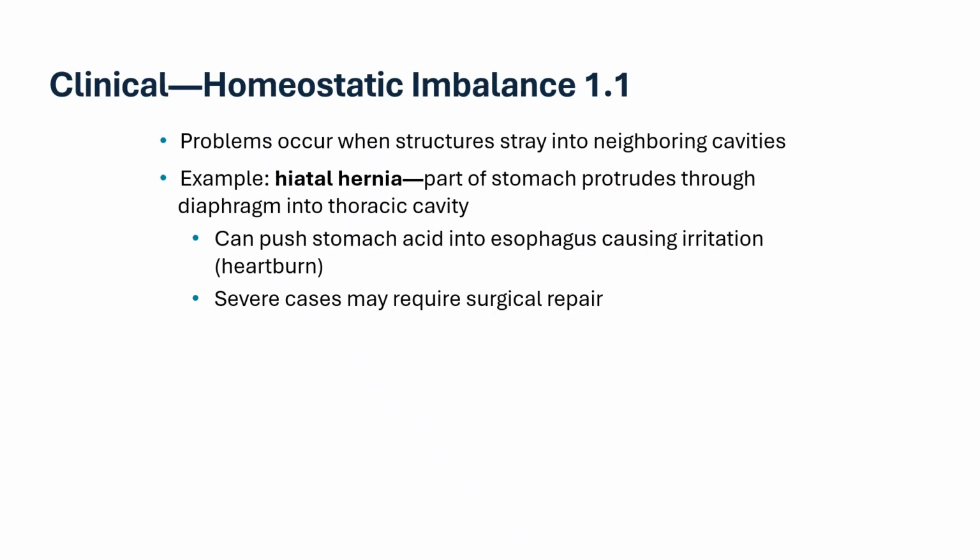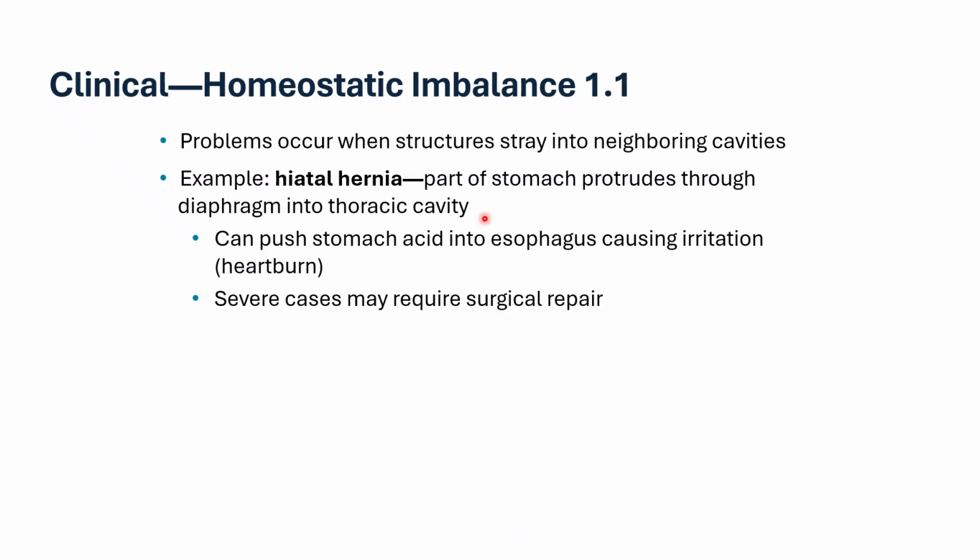All right. Okay, so when we have some problems, we have homeostatic imbalance. So problems can occur when structures stray into neighboring cavities. Examples, a hiatal hernia. This is where part of the stomach protrudes through the diaphragm into the thoracic cavity.